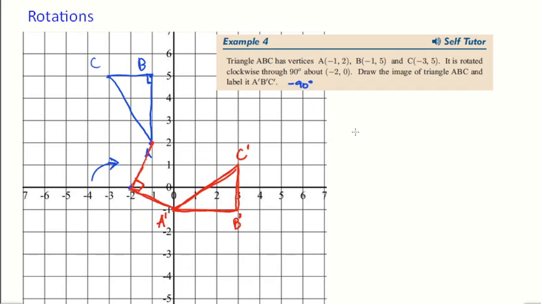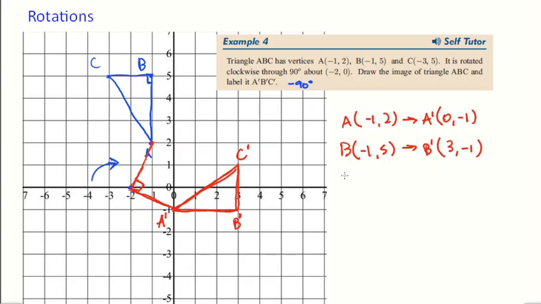So labeling those, we are going to have A, which was -1 and 2, being transformed into A prime, which is now 0 and -1. B, -1 and 5, is being transformed into B prime, which now is 3 and -1. C was -3 and 5, and now it's being rotated, and now the coordinates are 3 and 1.